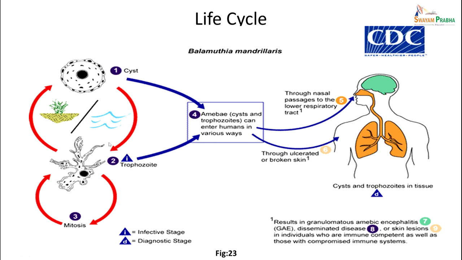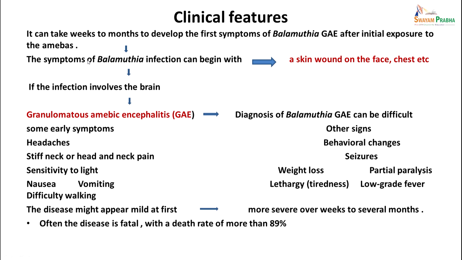So, these are the cysts and trophozoites in the environment. They are multiplying and spreading by changing into trophozoites. Both can enter the human being through nasal passages, or through broken or ulcerated skin, go on to the respiratory tract and bloodstream, and lead to granulomatous infection. But in all this, the infection is caused through the amoebic form; the cyst is not infective.